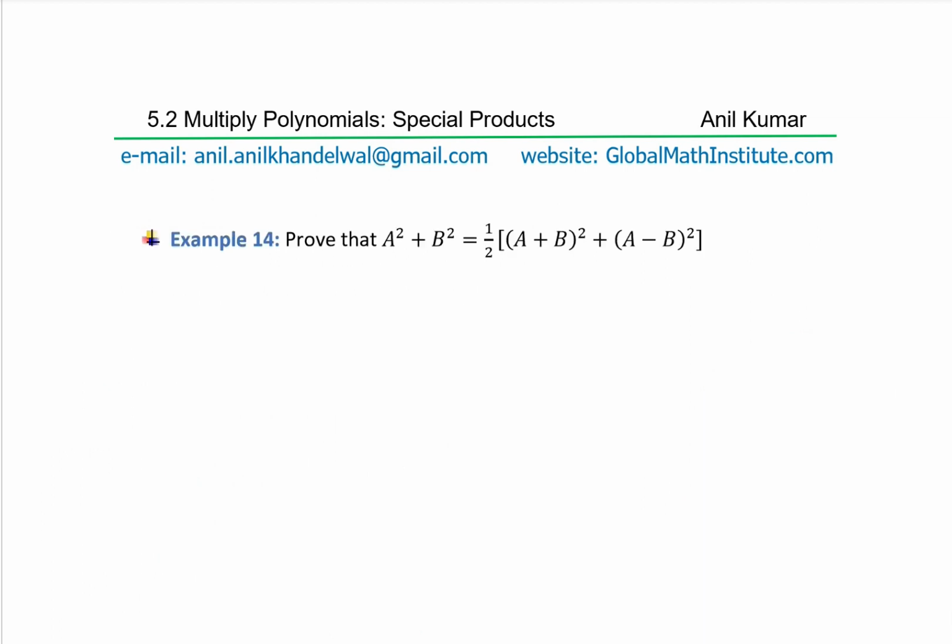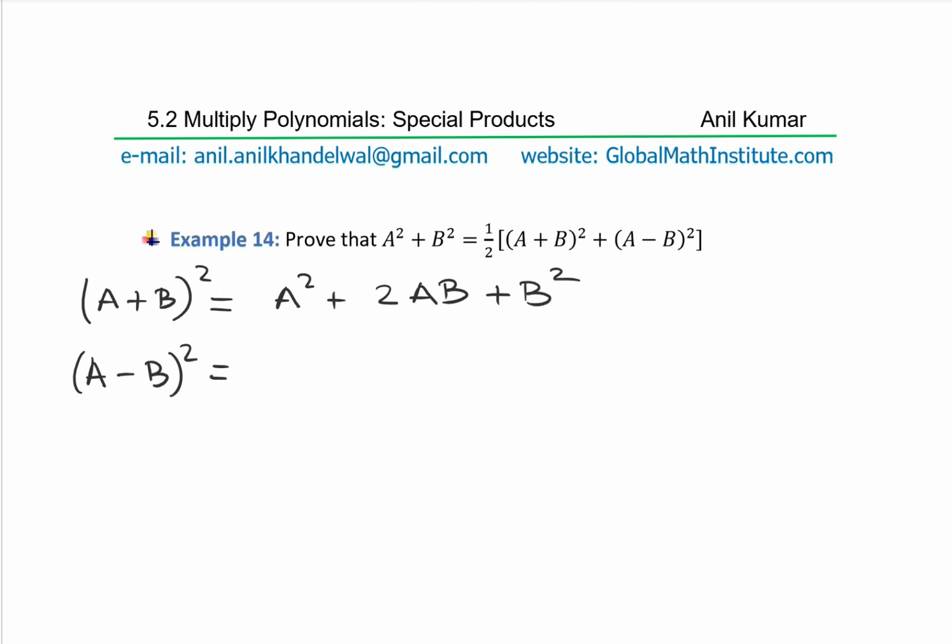Example 14. Prove that a square plus b square is equal to half of a plus b whole square plus a minus b whole square. Now, how can I do that? Well, this is a very good question. Let's try to understand. So we have a term which is a plus b whole square. So if I apply the formula, I get a square plus 2ab plus b square, right? How about a minus b whole square equals to? Well, in that case, we get a square minus 2ab plus b square.